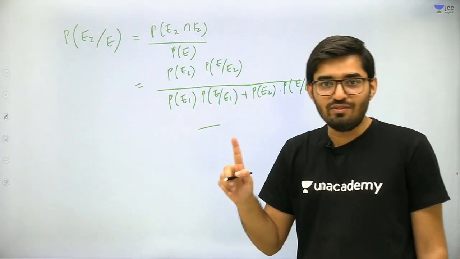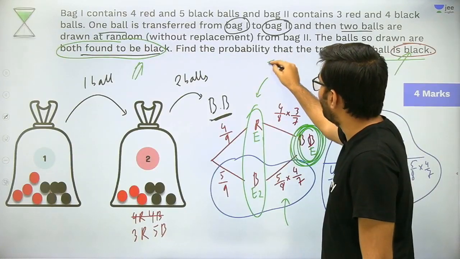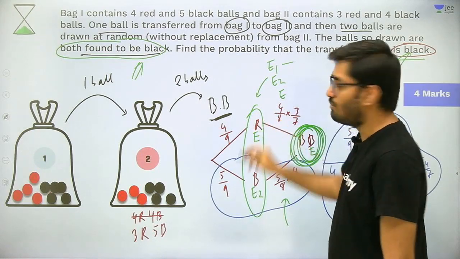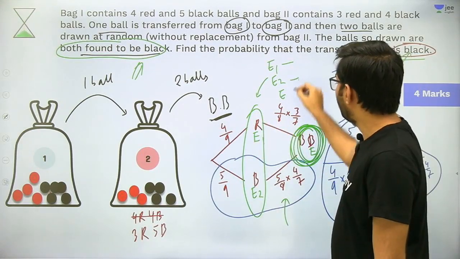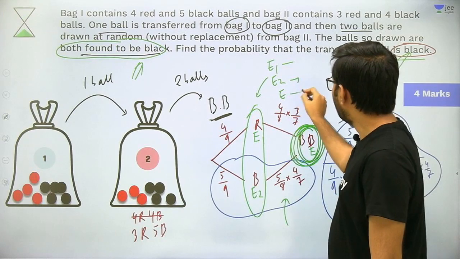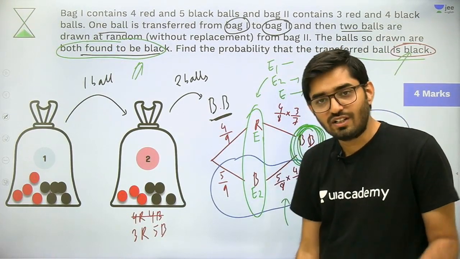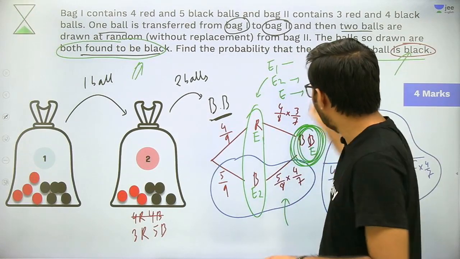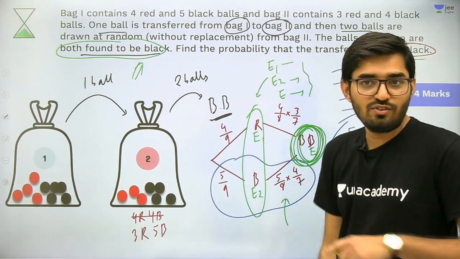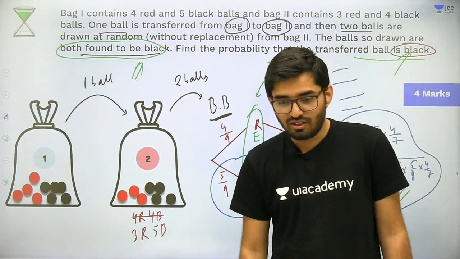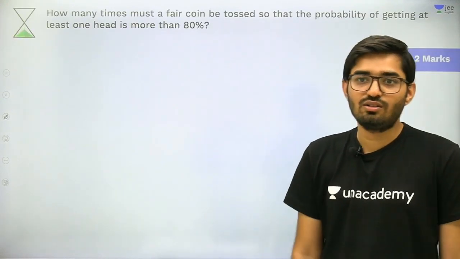So defining the events, first of all you have to write what is E1, what is E2, what is E. So E1 is that a red ball was transferred, E2 is that a black ball was transferred, E is that finally on the second draw we got both of them as black. After that you have to use the formula. So 1 mark for this, 1 mark for using the formula, 1 mark for calculation and 1 mark for the final answer. 4 marks. Understood this question? Okay, let's go to the next question.